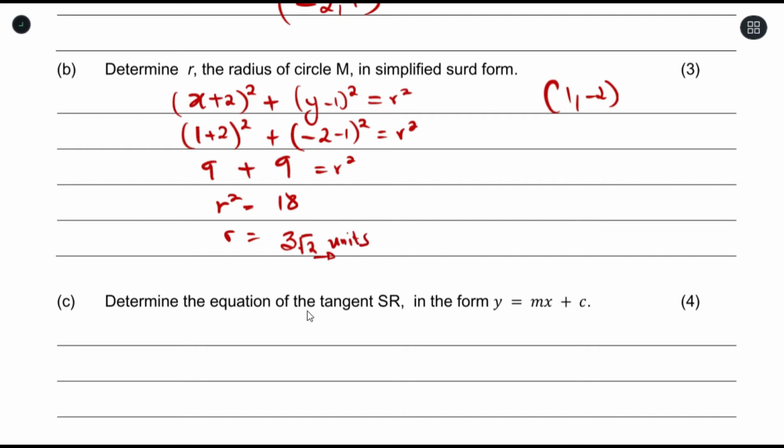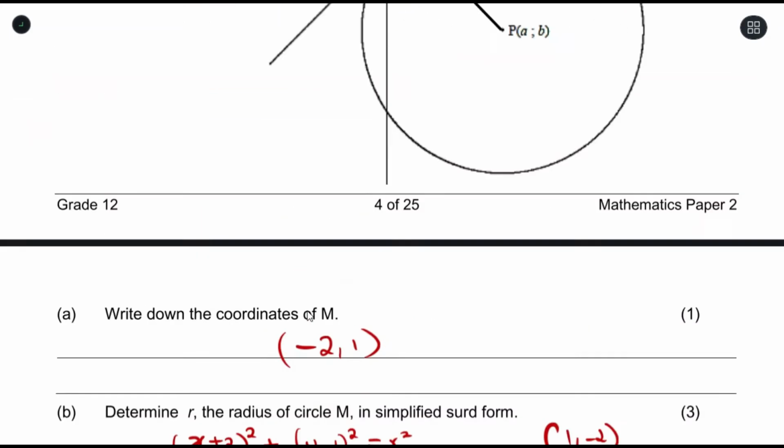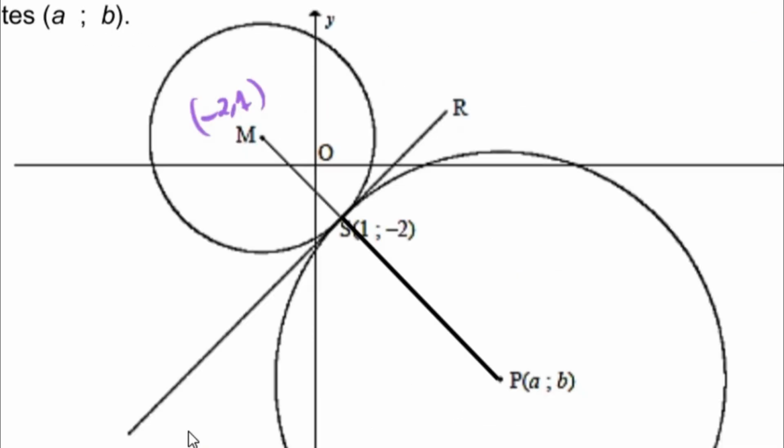Now C says determine the equation of the tangent SR in the form y = mx + c. Now for you to get the equation of this tangent, this SR here, we will need the gradient and we'll need a coordinate. We do have the coordinate of S here. That's very important in helping us get this equation. But we don't have the gradient.